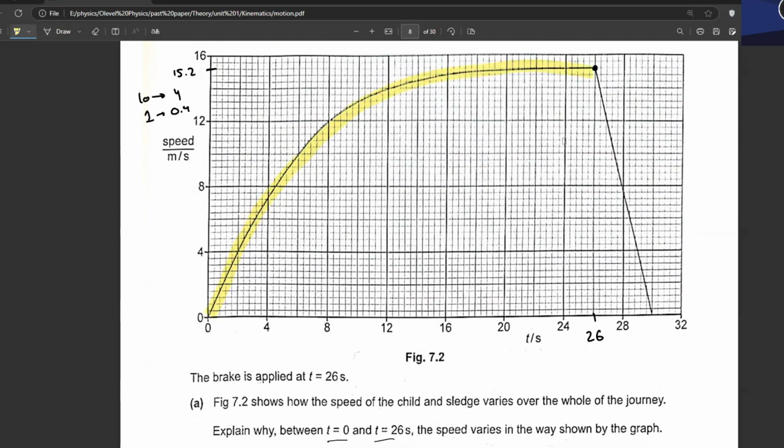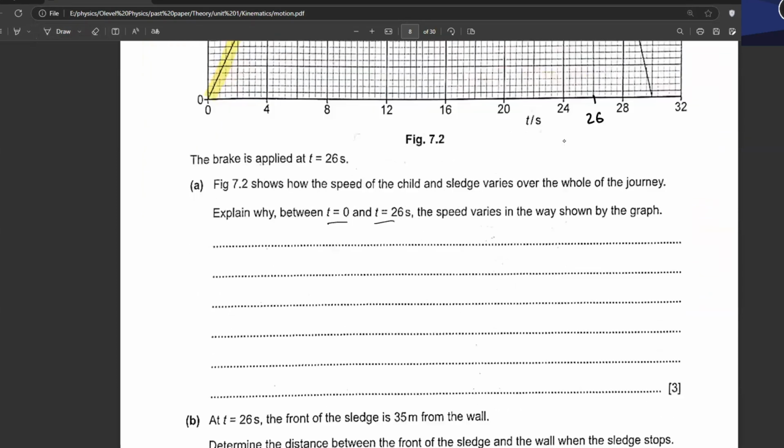If you have a keen eye for noticing things, this is the typical speed time graph for what? This is a typical speed time graph for terminal velocity. Now what used to happen in terminal velocity? You need to write it here step by step.